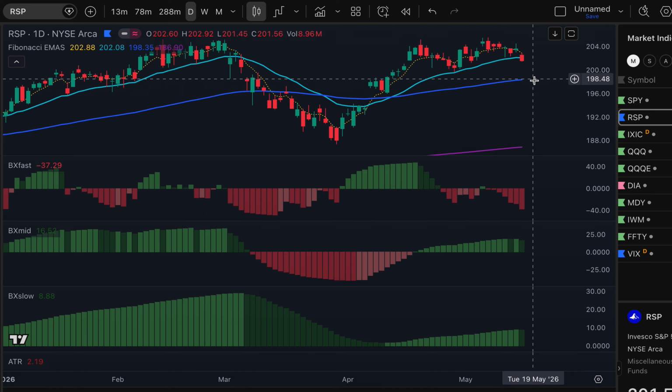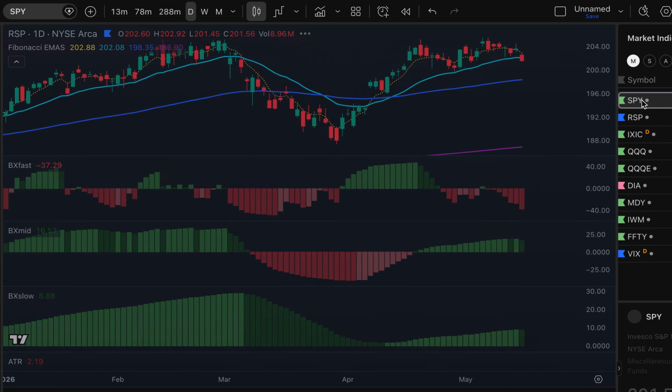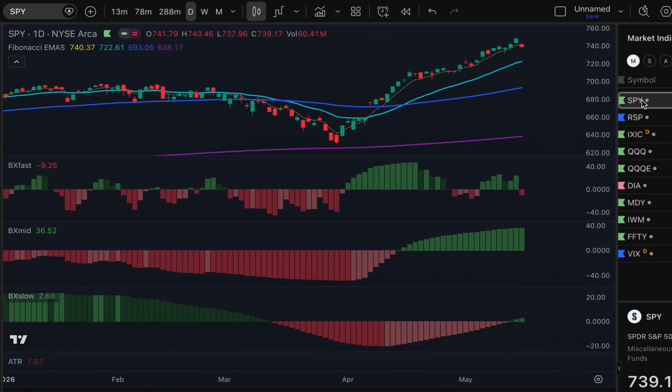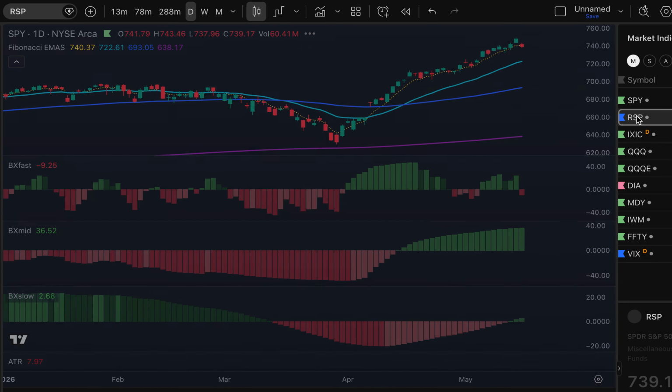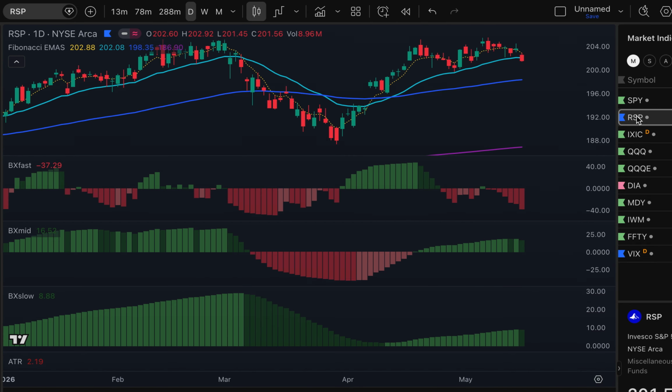And you can see it's not quite as strong, so if we go back and forth, there's the SPY. It just fell below the 5 EMA. There's a lot of room down to the 21 EMA. If we look at the RSP, it is below the 21 EMA. So structurally, they're different. The RSP is weaker than SPY.